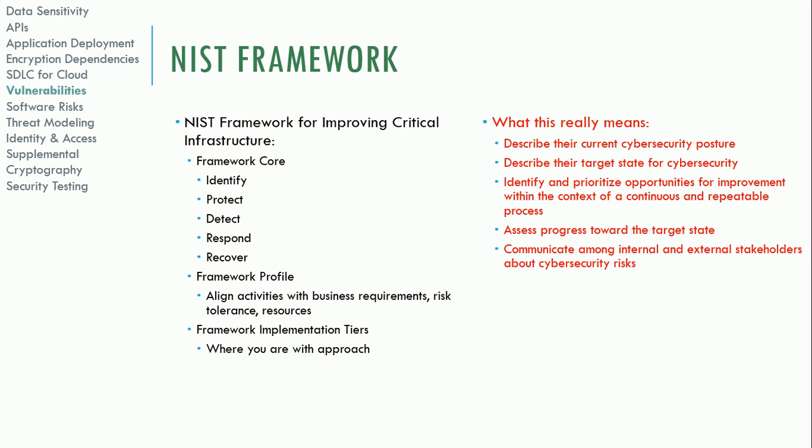Basically, in the framework, you can walk through all of these different functional areas, and you can use that to assess your current posture. And then you can use that to figure out what you want your target state for cybersecurity to be. This is where we are, this is where we want to go. And then identify and prioritize the opportunities for improvement within the context of the framework. Assess your progress towards that target state so you can go back and revisit and make notes on where you are as you work towards that security posture that you're targeting, and also communicate among internal and external stakeholders about the risks.